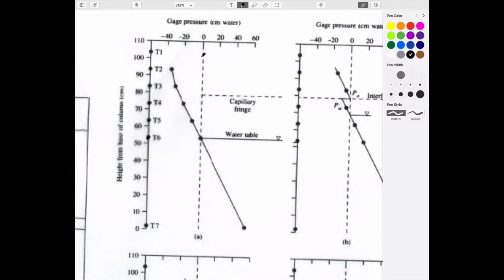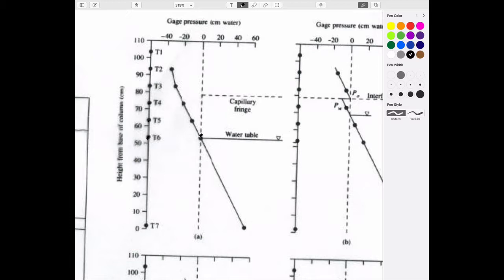And they plot them versus gauge pressure. So this is atmospheric pressure here, which is 0, and this would be in centimeters of water. So 20 centimeters, 40 centimeters, 60 centimeters, just over half a meter, in terms of the height of a column of water.